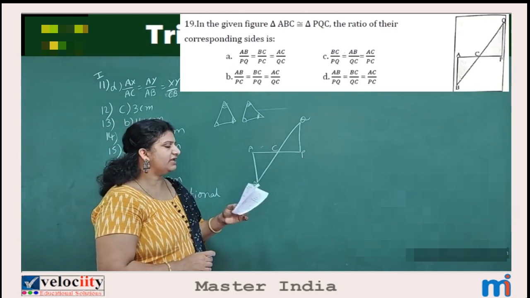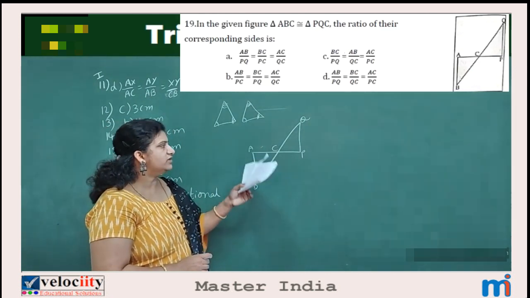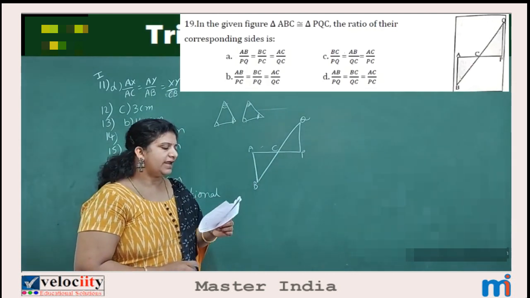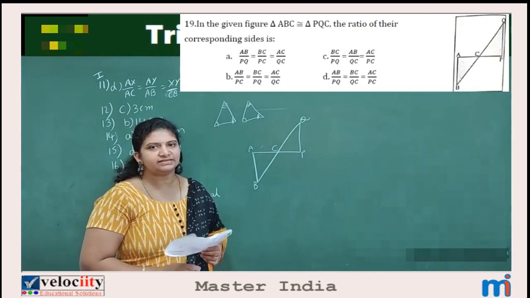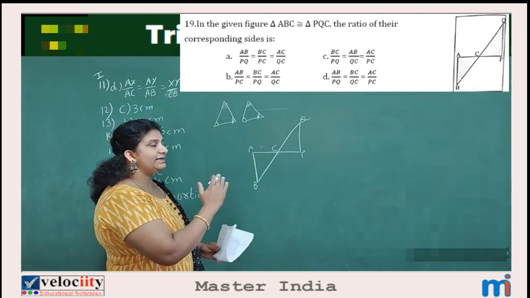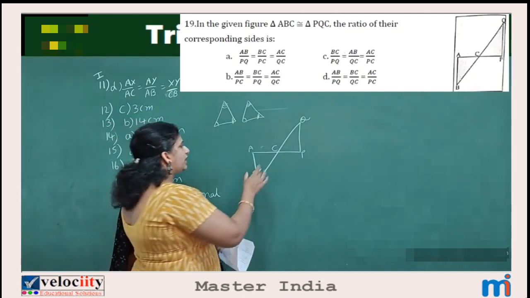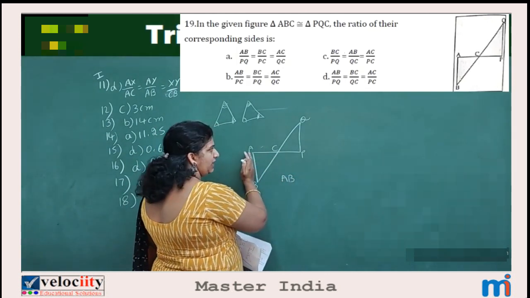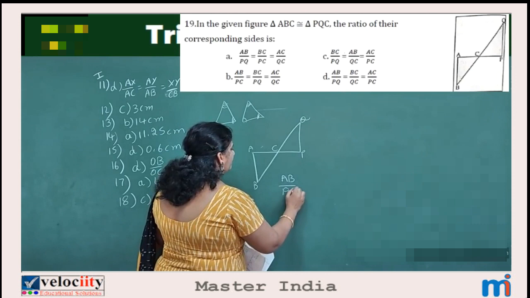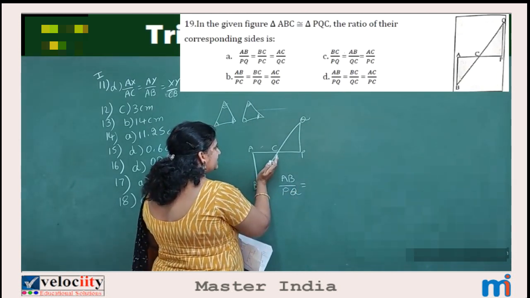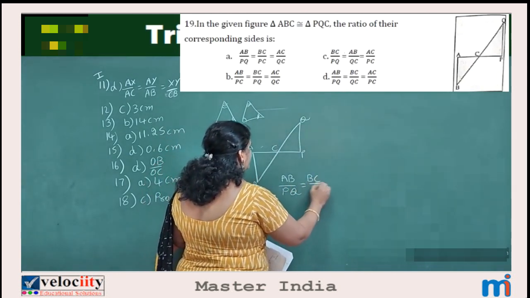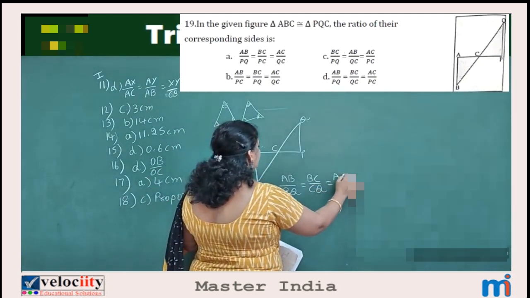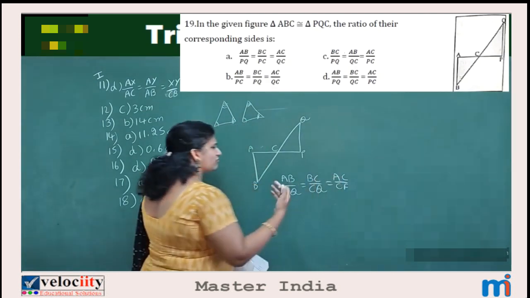19th one, in the given figure, you can see the figure here. Triangle ABC is congruent to triangle PQC. The ratio of their corresponding sides is. So, let us write the ratios. Corresponding sides ratio: AB by PQ, and now BC by CQ is equal to AC by CP or PC, both are the same.